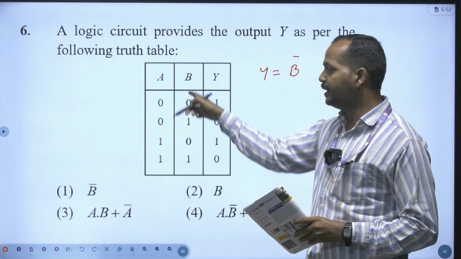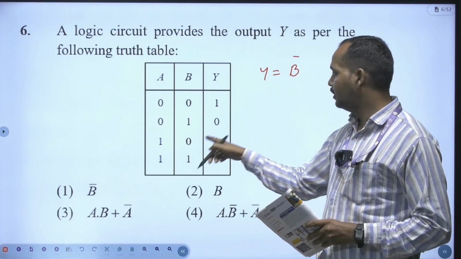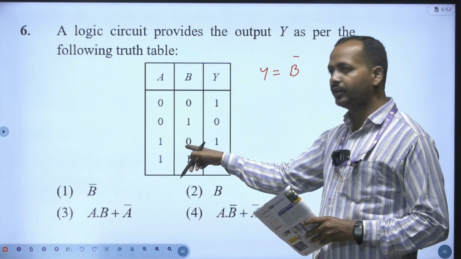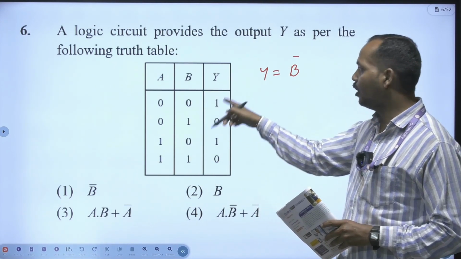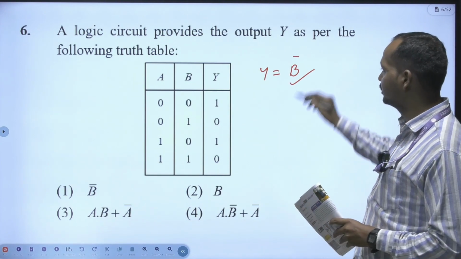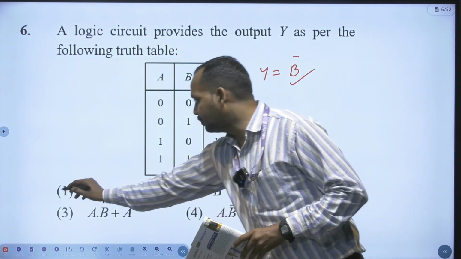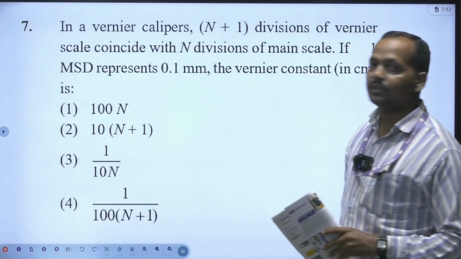So if b is 0, output is 1, which is the complement. If b is 1, output is 0, complement. If b is again 0, its complement is 1. If b is 1, its complement is 0. Therefore, we can say that the output y is equal to b bar. So this is the option, dear students. That is b bar only. Next question. Question number 7.